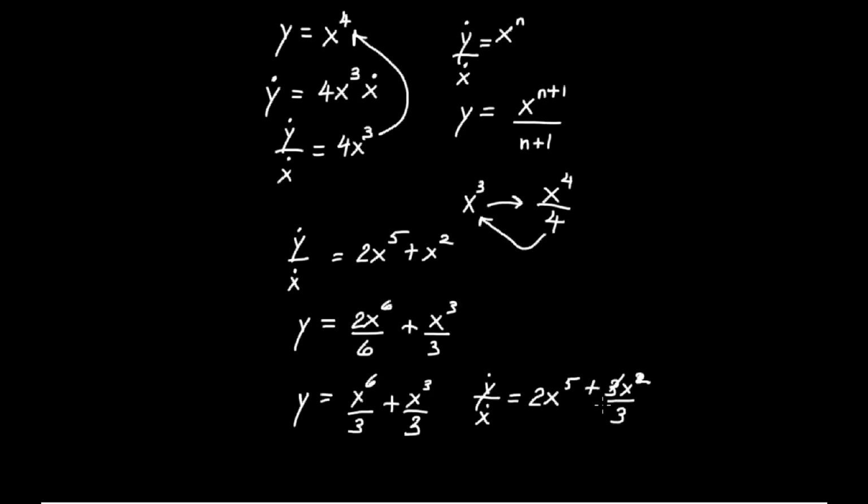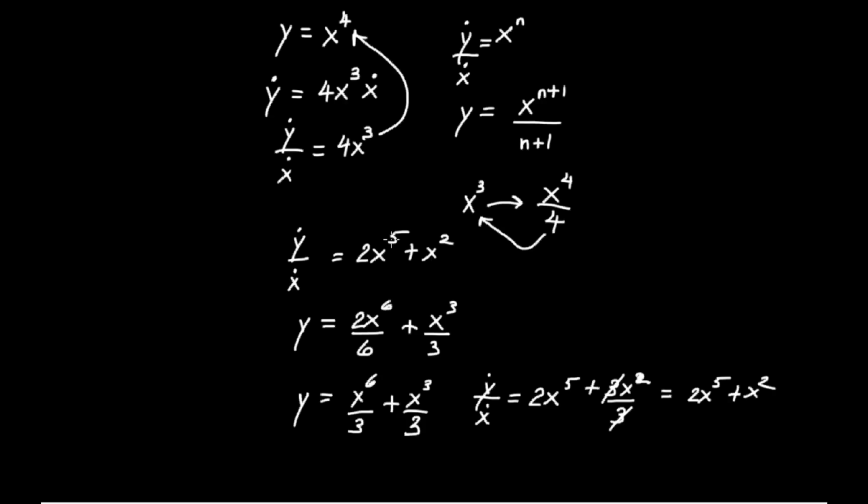over 3. The 3's cancel, and I get 2x to the 5th plus x squared, which is indeed what's on the right-hand side of this equation. So that tells me that this y, x to the 6th divided by 3 plus x to the 3rd divided by 3, is a solution to this differential equation.